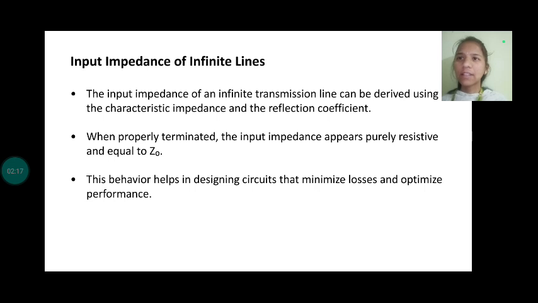Input impedance of infinite lines. The input impedance of an infinite transmission line can be derived by using the characteristic impedance and reflection coefficient. When properly terminated, the input impedance appears purely resistive and equal to Z0. This behavior helps in designing circuits that minimize losses and optimize performance.